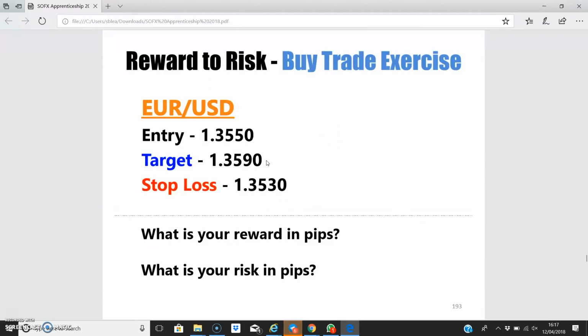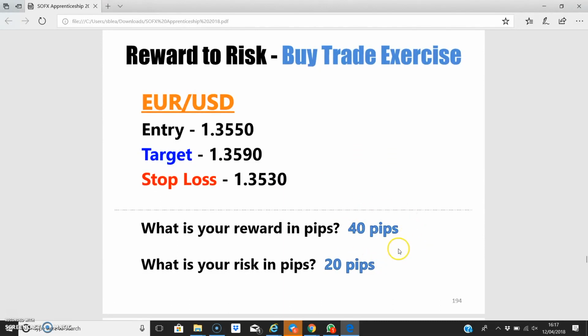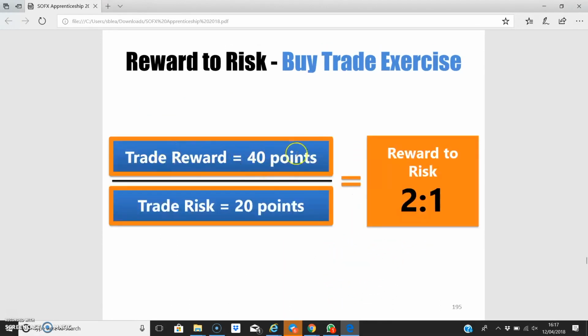Buy trade exercise. So here below we have Euro USD. Entry at 1.3550. Our target would be 1.3590. Our stop loss would be 1.3530. What is the reward in pips and what is the risk in pips? We have a 40 pip reward followed by a 20 pip risk. So here we have trade reward equals 40 points. Trade risk is 20 points, which gives us a reward to risk of 2-to-1.